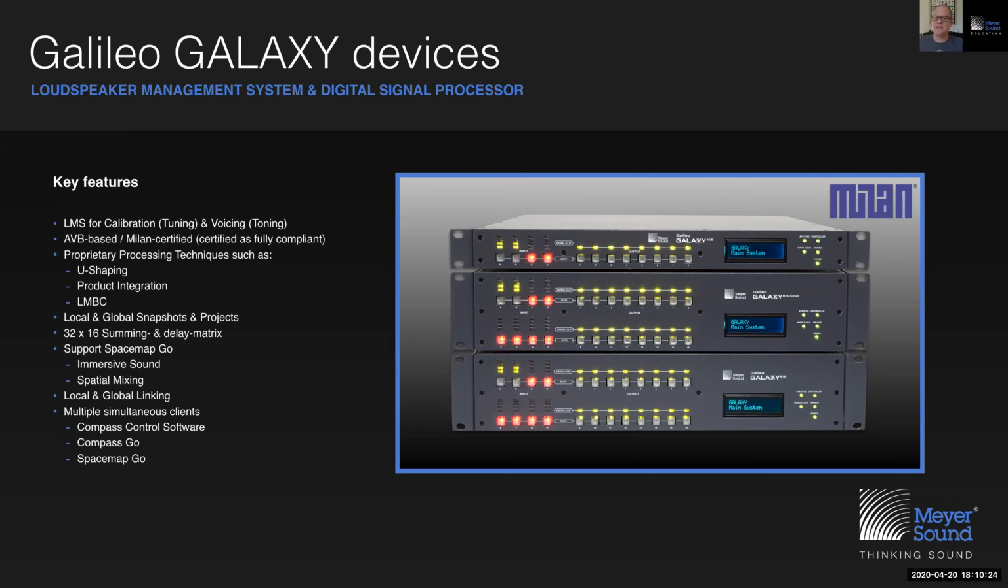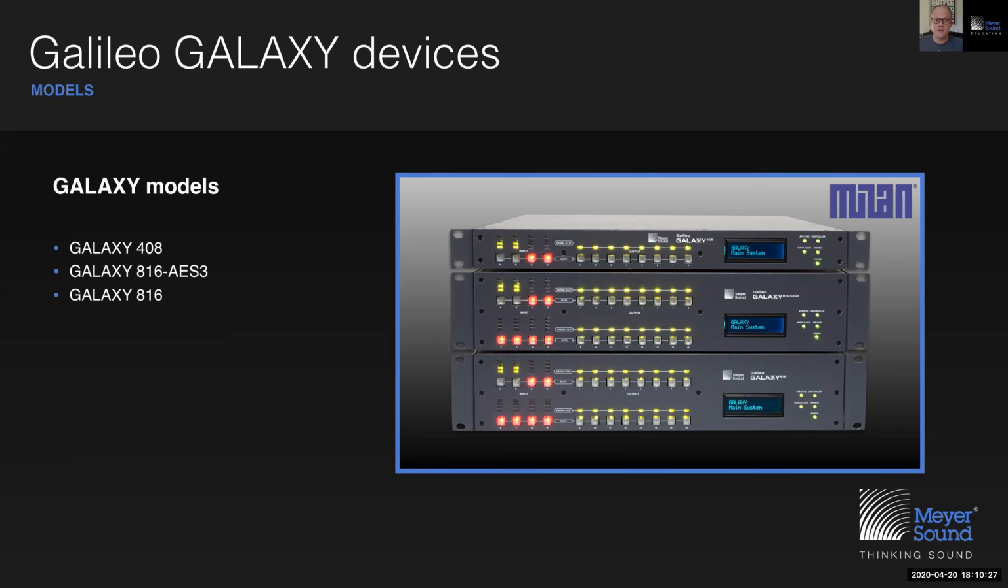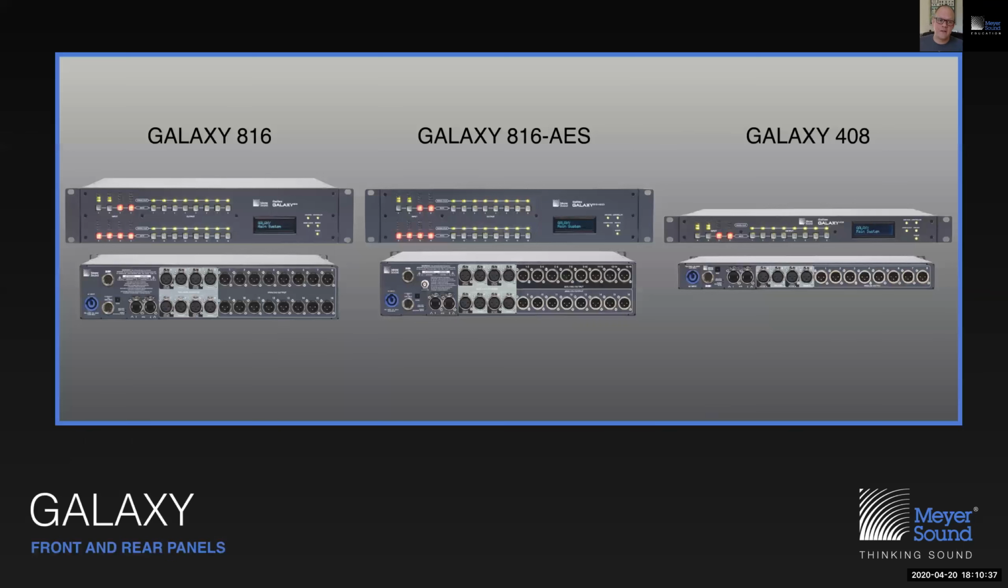Now all of these Galaxy devices come basically in three flavors. There's the so-called 408, there's the 816 AES3, which I will be using today, and then there's the Galaxy 816. The main differences are primarily I/O capabilities. Here we see the front and rear panels of each of these devices, and as you can see, judging by the number of input and output XLR connectors, it's primarily a difference in I/O capability.